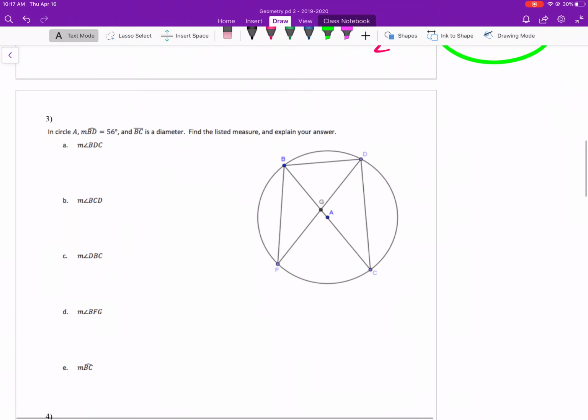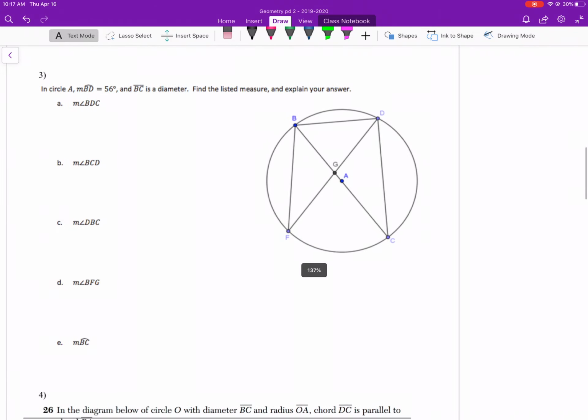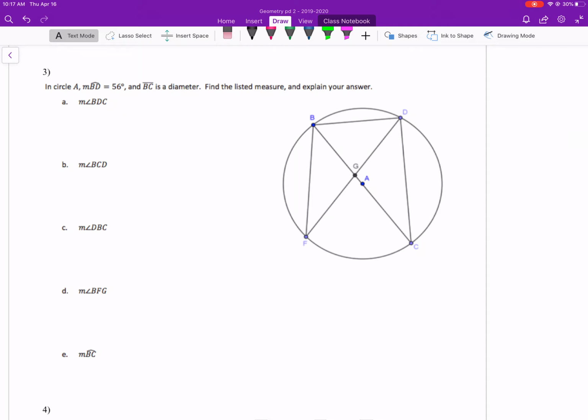Number 3, remember at any point you can try these on your own. If you don't want to watch the video, you can just work on the problems and then check the answer key later. In circle A, the measure of arc BD up here is equal to 56 degrees. And BC is a diameter, another key piece of info with a diameter. Remember, that's half the circle, 180 degrees. Find the listed measure and explain your answer.